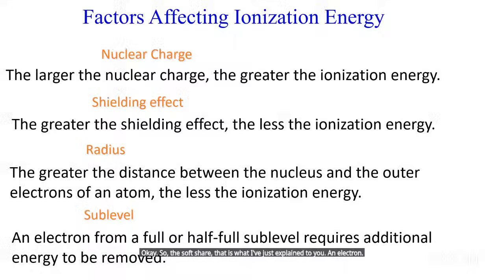So the subshell, that is what I've just explained to you. An electron from a full or half-full subshell requires additional energy to be removed. Why? Because of stability. As I told you, when it's half full or completely full, the stability is such that half-filled is as stable as completely filled.